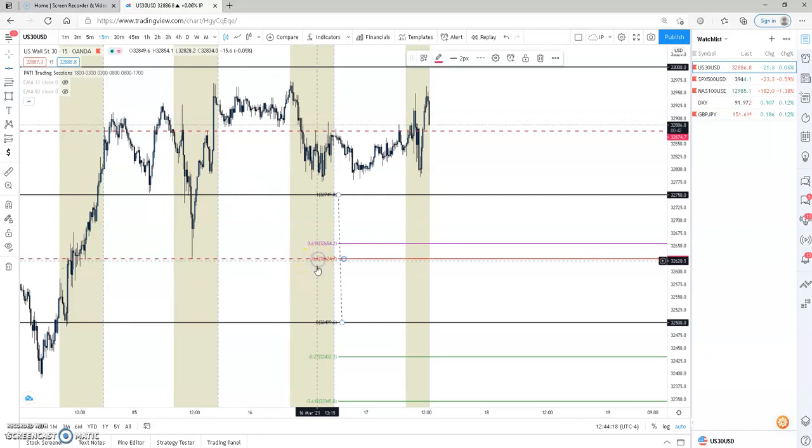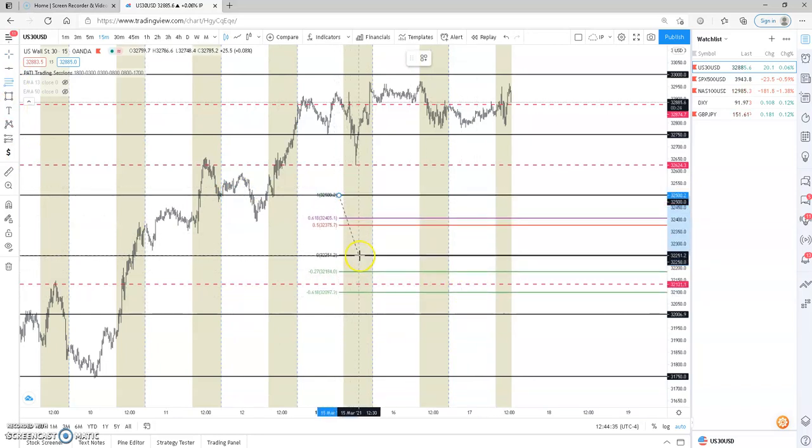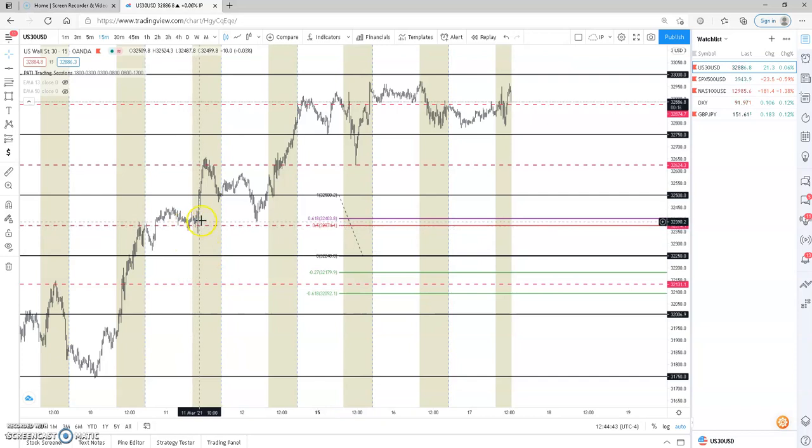You can see here price literally wicked it right here. Went all the way off of it. It hit it up here in New York, sold off. Then same thing here. You measure from here to here. That midpoint. It wicked off of it both times right here in the New York session.